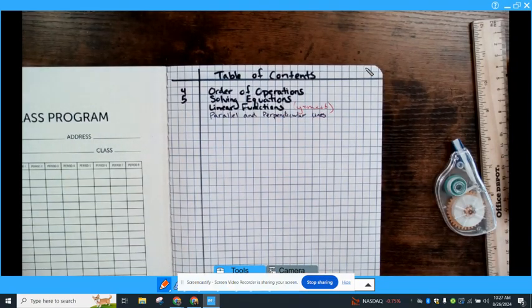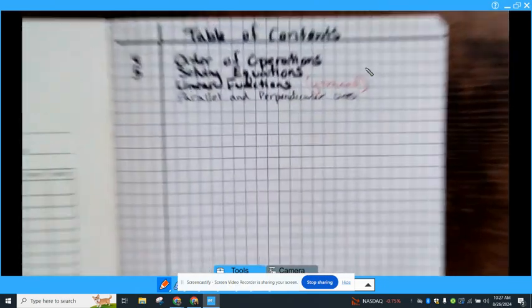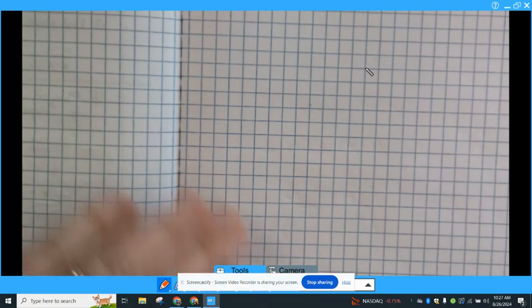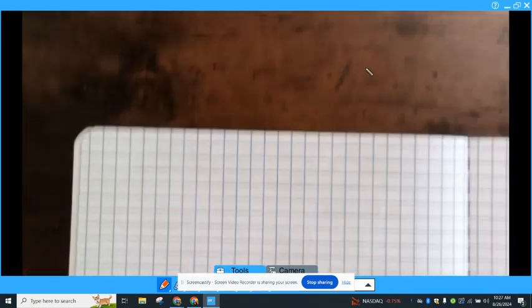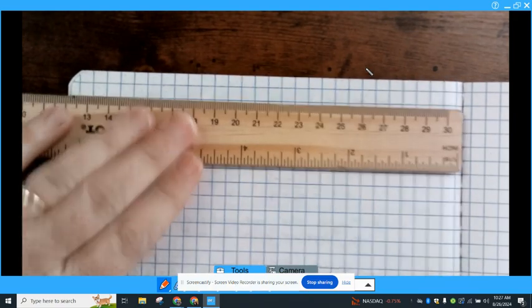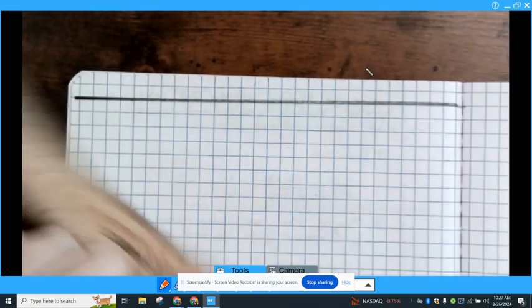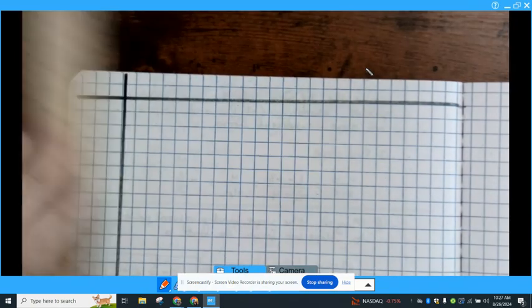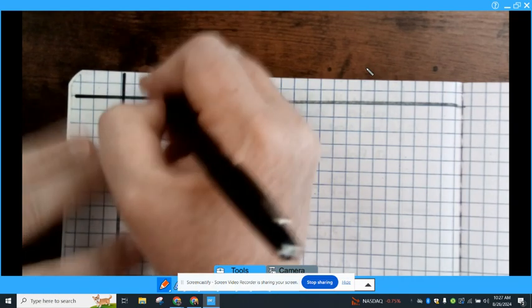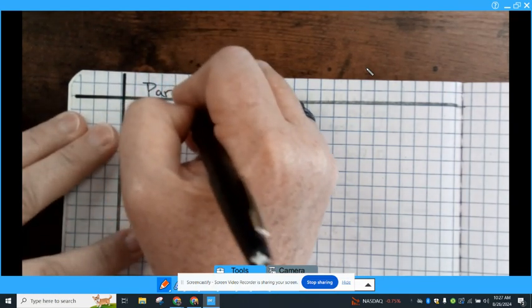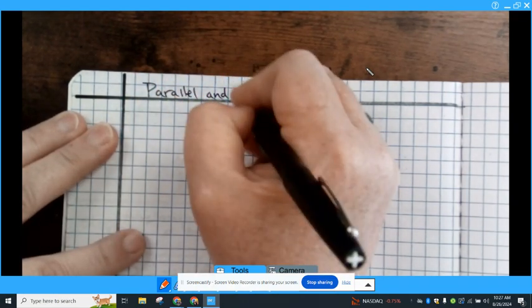Okay, these should be a little bit shorter notes. So turn to whatever page you are doing that on. It's only going to be one page if you want to mark that now. Top line, side line. Pause it at any time that you need it to. Parallel and perpendicular.